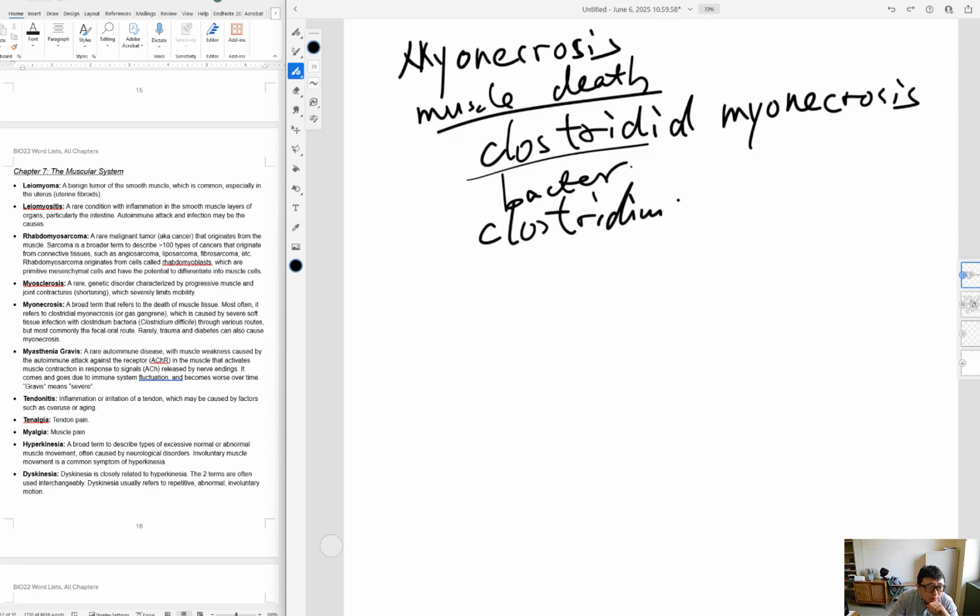Clostridial means a special type of bacteria, and it has a name, especially called Clostridium difficile. What do you mean, difficile? Difficult. It's very difficult to kill. And this kind of bacteria is very difficult to kill.